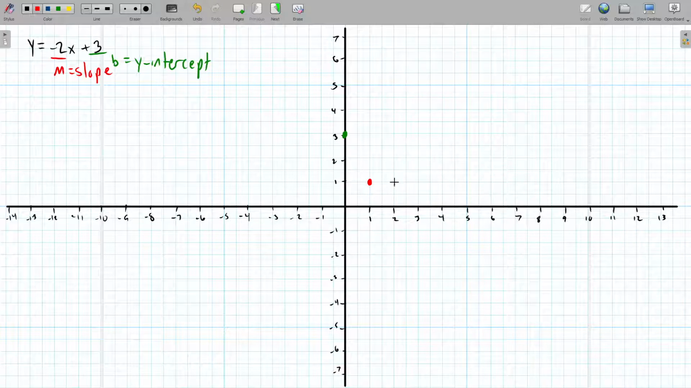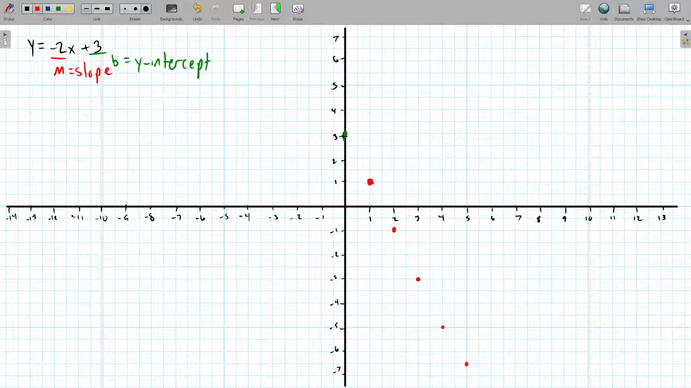However, I think it's beneficial to get multiple points so we get a more accurate line. So if I go from this red point that we've got, our second point, and again I go over 1 and then I go down 2 because my slope is negative 2, I'll get another point. And then I can do it again. I can go over 1, down 2, over 1, down 2, over 1, down 2. And you see I get this nice sequence of points that will help me make my line.